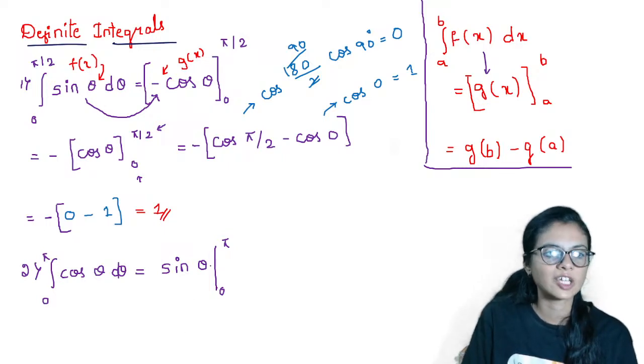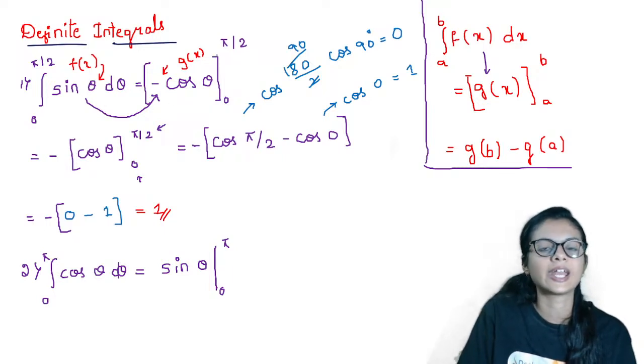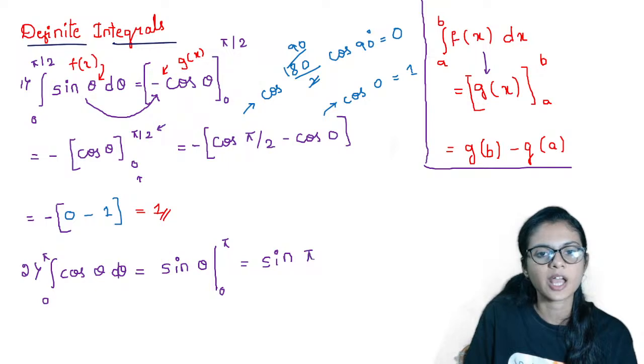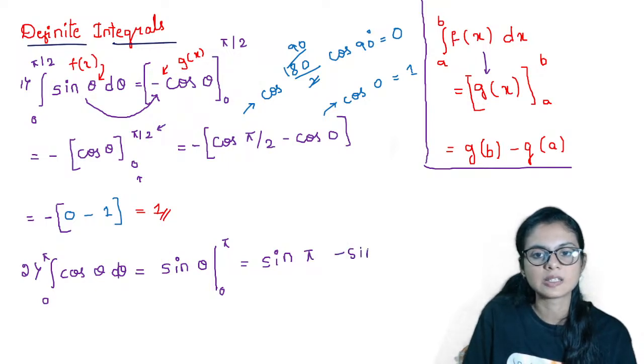But when we are solving numericals for competitive exams like JEE and NEET, they don't see the steps, right? So we will not put the brackets and all. We'll just put a line and put the limits. So what will be the next step? The next step is upper limit minus lower limit. That is sine pi minus sine 0.